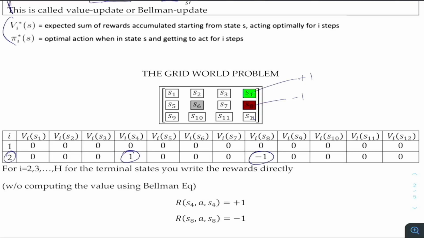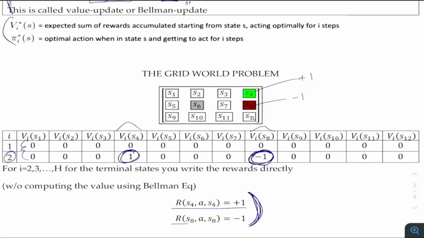And that is the confusing part, because we actually don't use reward functions in a way for that problem. I think that's the confusion here. Since S4 and S8 are terminal states, write their rewards directly. In each iteration, you just write 1 for the value of S4 in that corresponding iteration, and you write -1 for the value of S8. So in a way, these two rows are given to you.